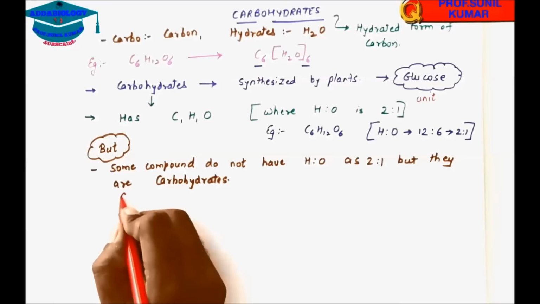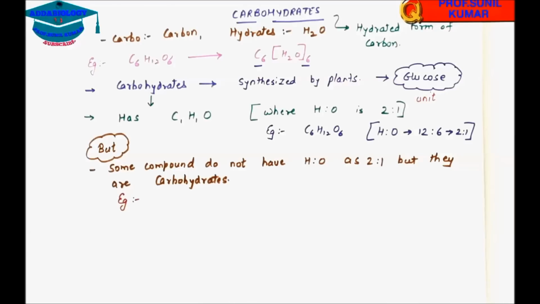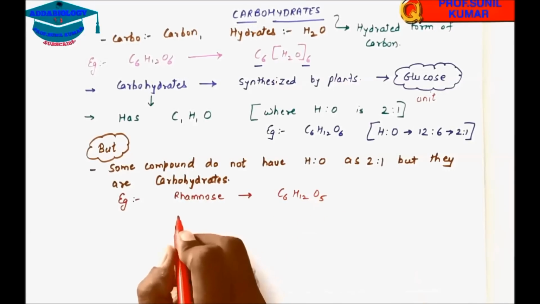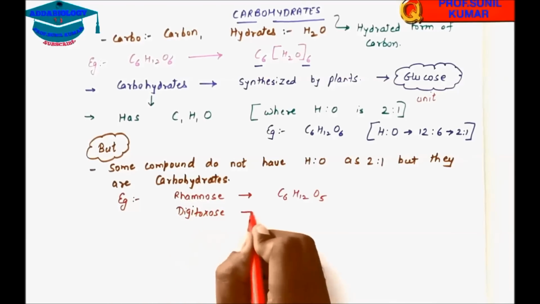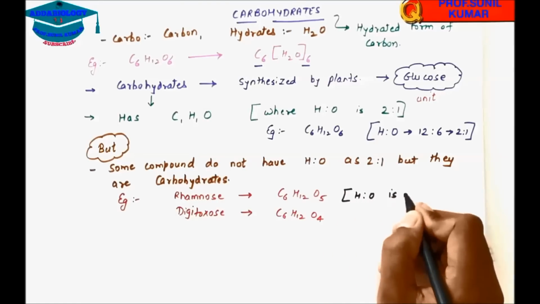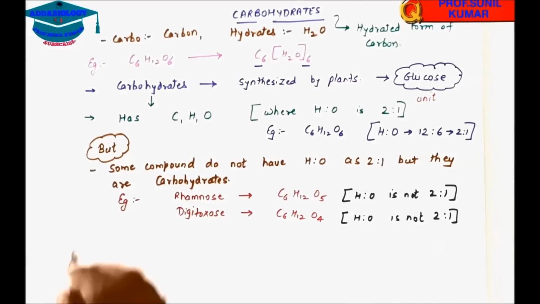For example, rhamnose, the formula is C6H12O5, and digitoxose, C6H12O4, where the hydrogen and oxygen ratio is not 2:1, but still they are considered as carbohydrates.